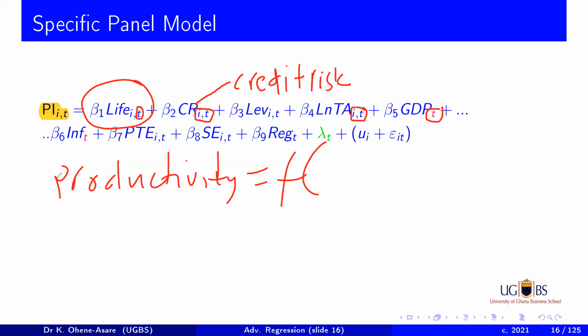The next one is inflation. And you can see that inflation is for only Ghana, only one country. So it's changing across only time. It's not changing across individuals.